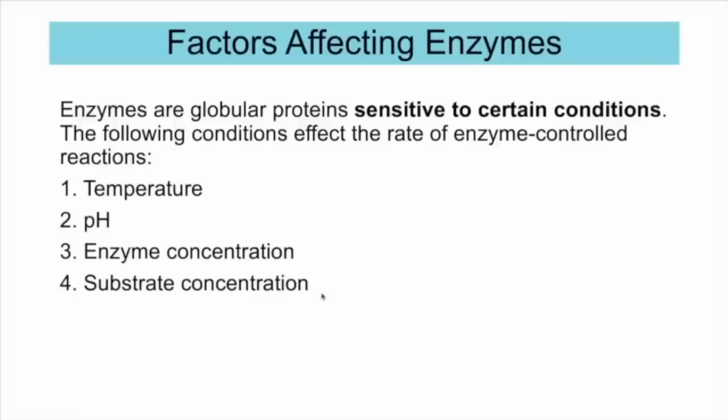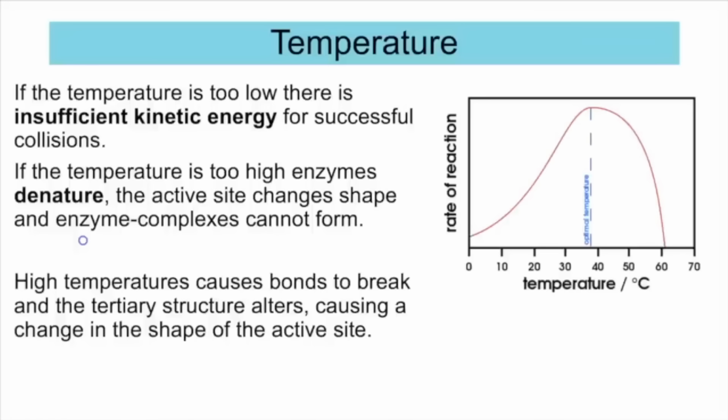Now, because enzymes are globular proteins, they are very sensitive to certain conditions, and the following conditions can affect the rate of enzyme-controlled reactions: temperature, pH, enzyme concentration, and substrate concentration.